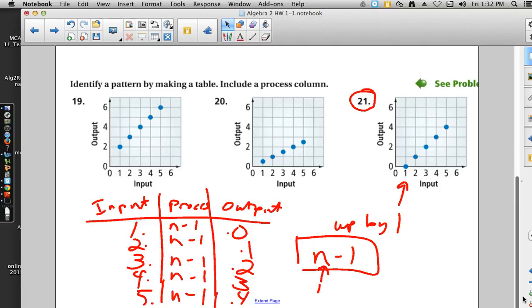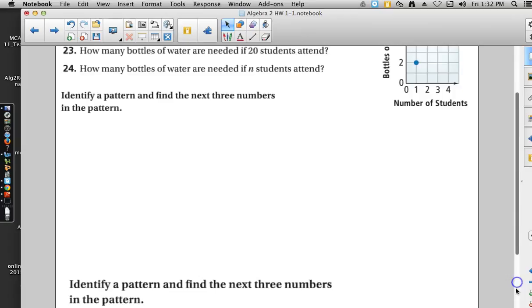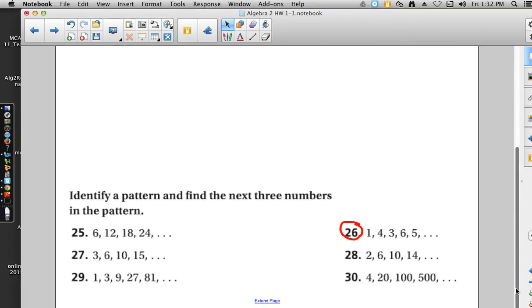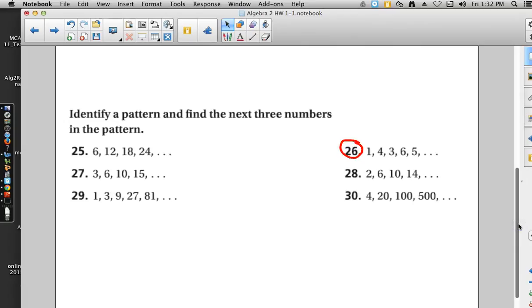Always going back and reading the directions afterwards to make sure that I've answered everything that they need me to answer. And nobody had a question about those, but number 26, these problems down here occasionally can give somebody trouble. Identify a pattern and find the next three numbers in the pattern. Notice it doesn't say we have to come up with a formula.